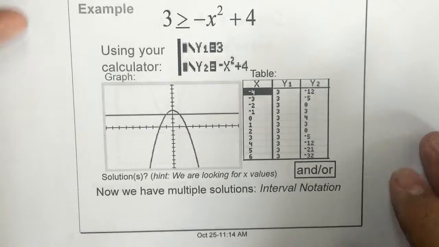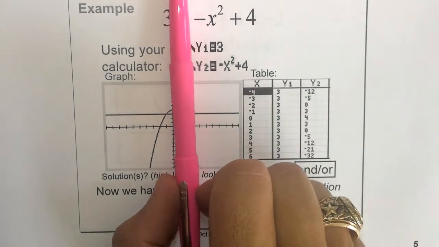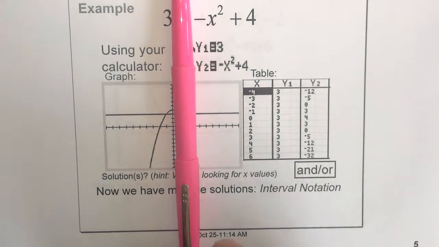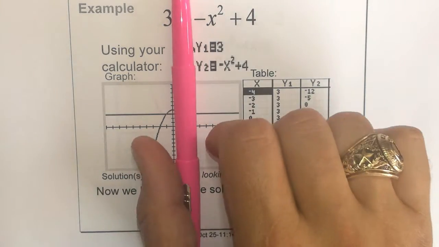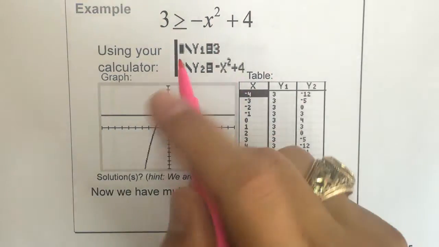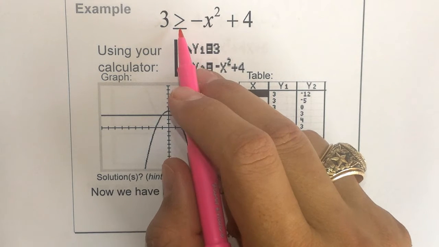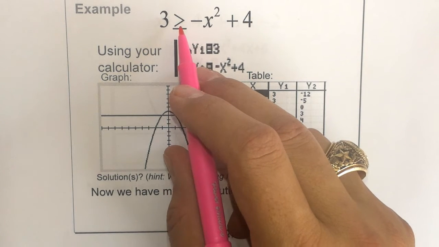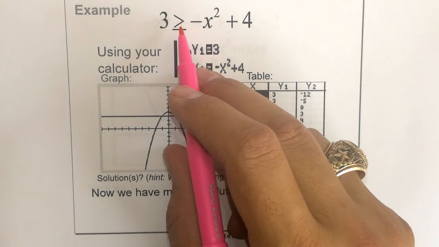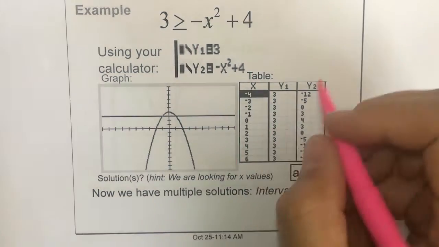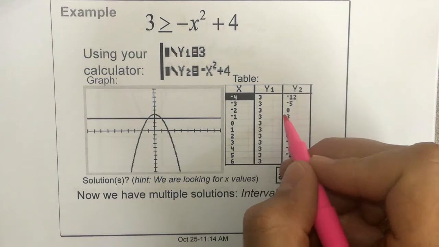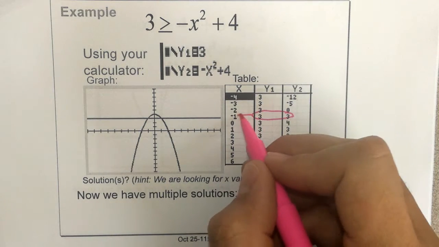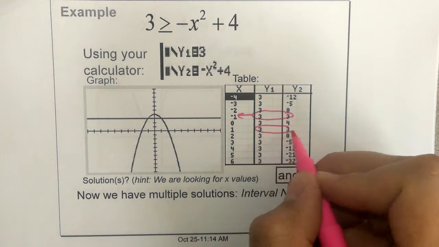The numbers and variables are identical to the first one we looked at. Our first one was 3 equals negative x squared plus 4. Now we've changed it and put a greater than or equal to sign. My greater than or equal to sign changes this up. So no longer is it just the critical numbers that are my solutions. So everything, they're saying 3 and 3.